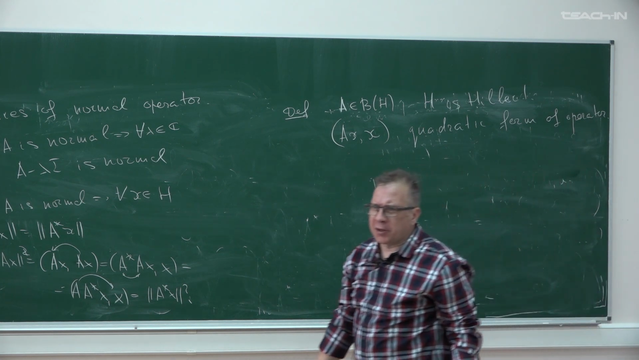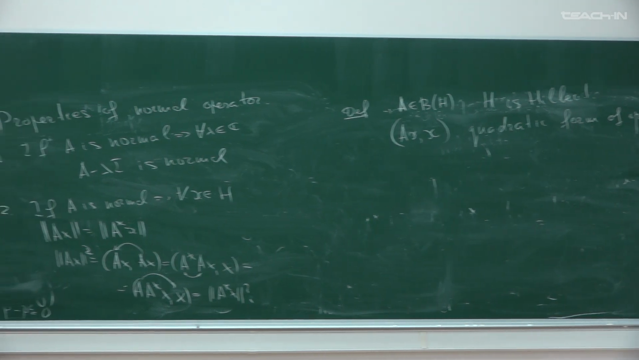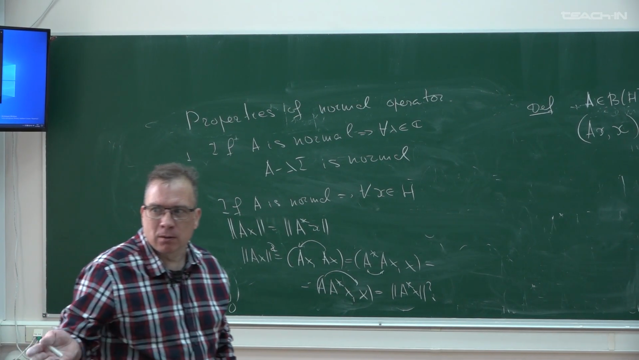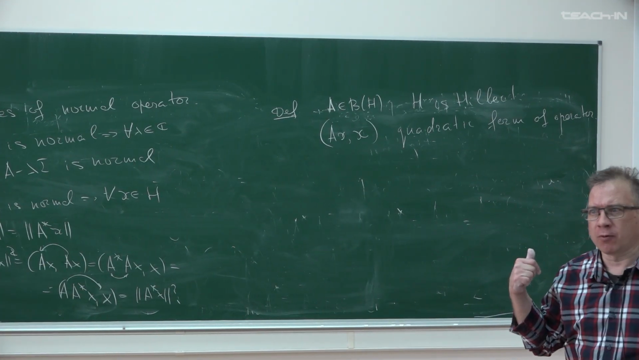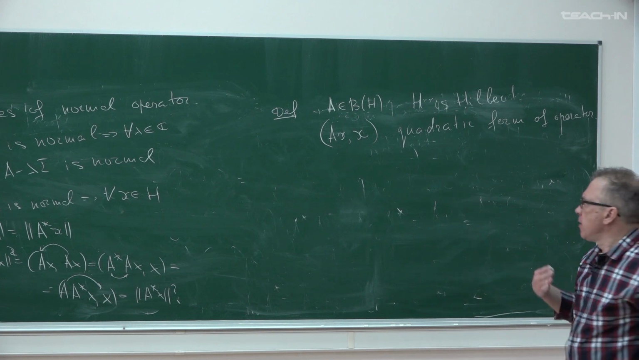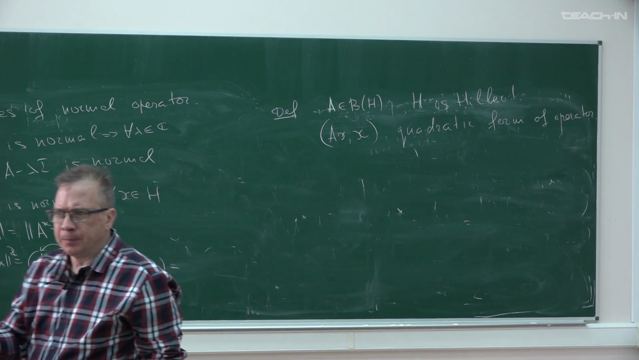For an arbitrary operator, it is a useless thing. But for a self-adjoint operator, the quadratic form describes all properties of the operator. So in the St. Petersburg school, their approach is that there are no operators, there are no self-adjoint operators, there are quadratic forms. You can write any property of a self-adjoint operator by its quadratic form. And if the operator is self-adjoint, of course, its quadratic form is real.